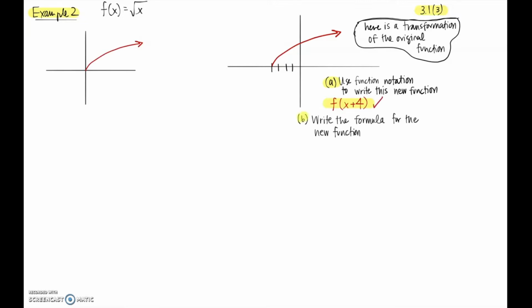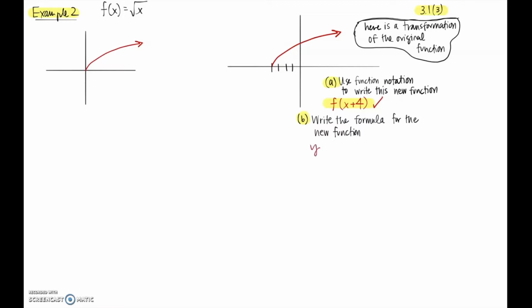The next thing we're asked to do is to write the formula for the new function. This is a slightly different question. We're not using function notation anymore. We want an explicit formula. So we want to know, we could call it g of x or we could call it y. We want to know, without ever having to refer back to the parent function, how we could describe this algebraically.